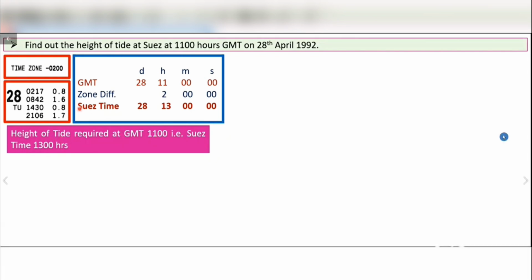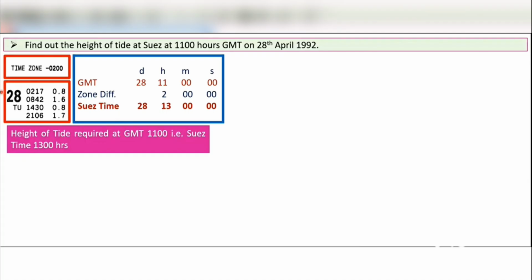So is this okay up to here beta? Any doubts up to here? No, sir. Very good beta. Let's move ahead.